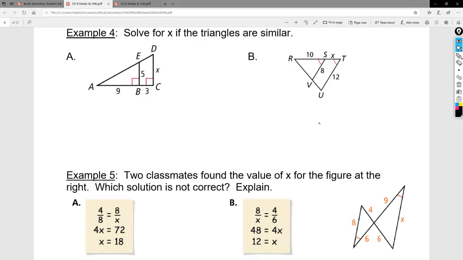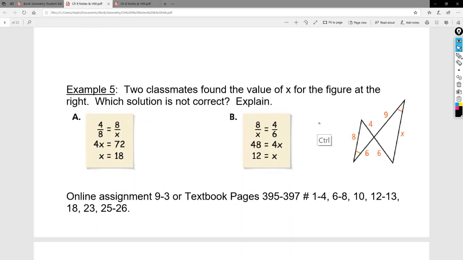Okay, now let's do some fact checking. So we have two classmates who found the value of x for the figure to the right here. Okay, so what I see from this is that x relates to 8. I see that 4 relates to 6, and then I see that 9 relates to 6 over here. Okay, so first they said that 4 is to 8 as 8 is to x.